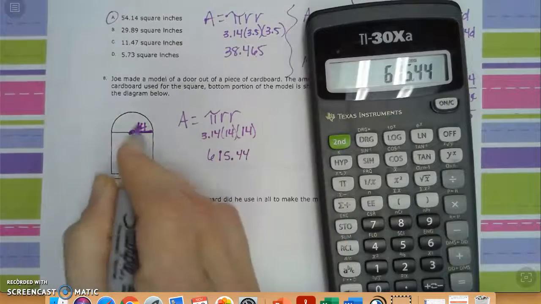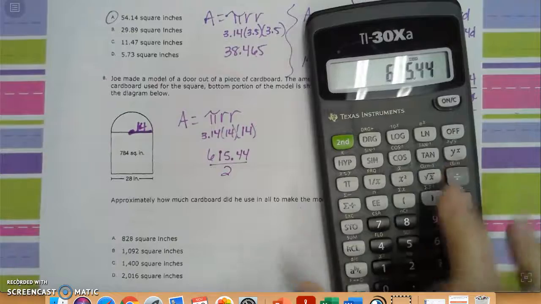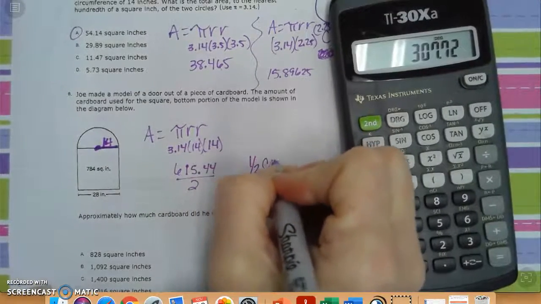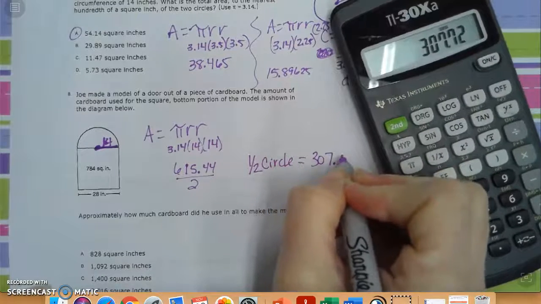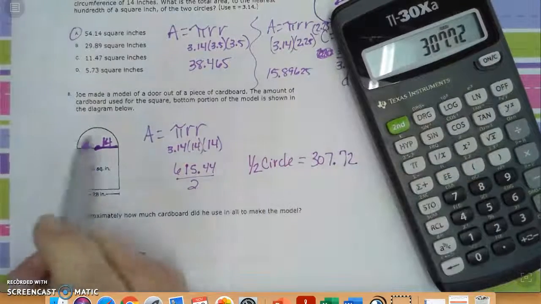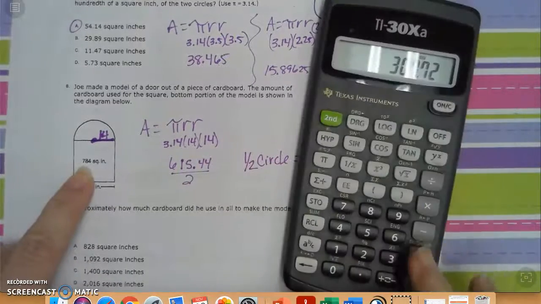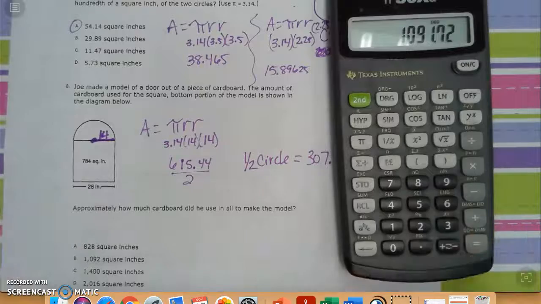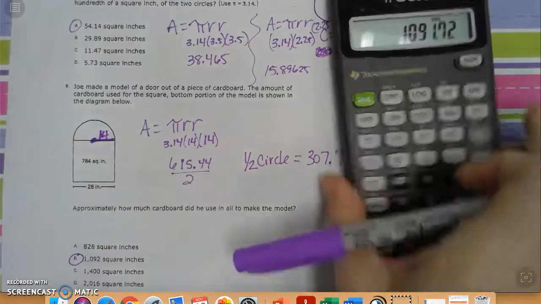615.44. Now that is for a whole circle. We only have half of a circle, so we need to divide that by 2. So half of the circle equals 307.72. So now we know half of the circle, and we already know this piece, so just add those two parts together, which is going to give us answer B.